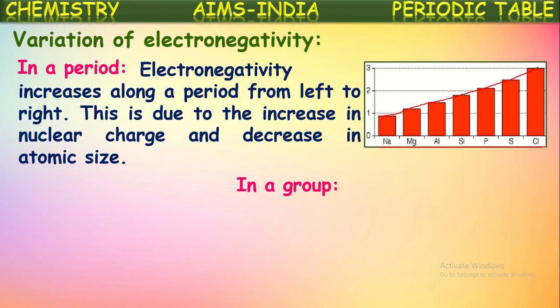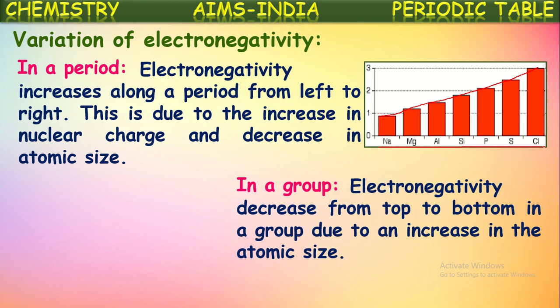And in a group, from top to bottom, electronegativity decreases. This also we can say, the reason is that it is inversely proportional to atomic size or atomic radius. We know in a group from top to bottom, size gradually increases. As size increases, the attracting power or the tendency of pulling electrons decreases. Hence, electronegativity in a group from top to bottom decreases.